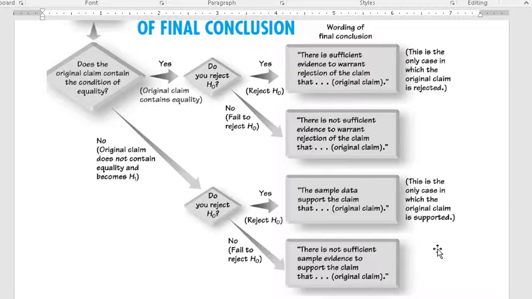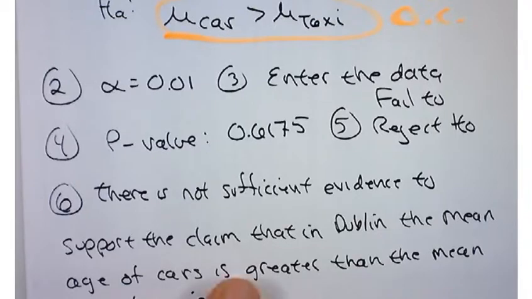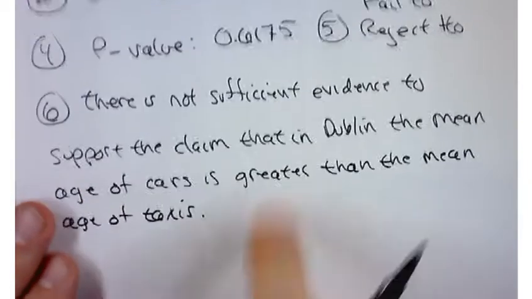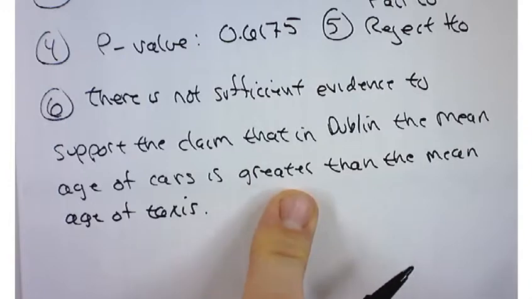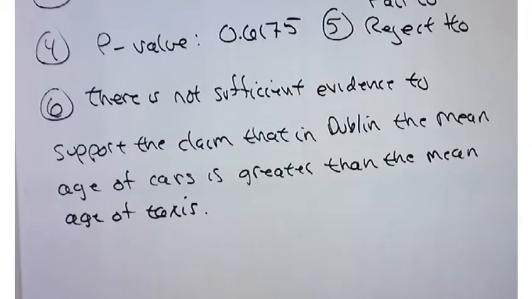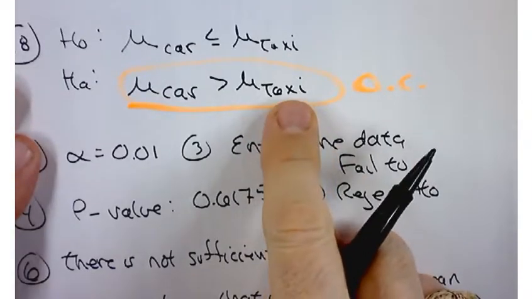Someone want to give theirs a shot. What does yours look like? Perfect. Someone else want to try theirs? So, mine's pretty similar. There's not sufficient evidence to support the claim that in Dublin, the mean age of cars is greater than the mean age of taxis. Basically, what you're saying in words is that there's not enough evidence to support our original claim.